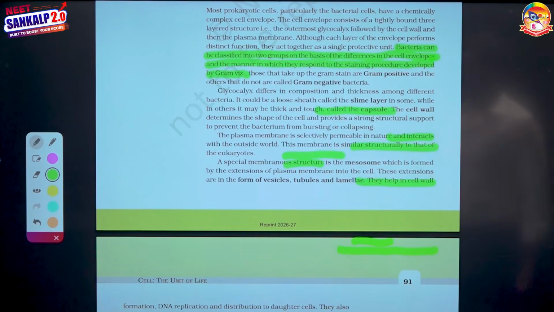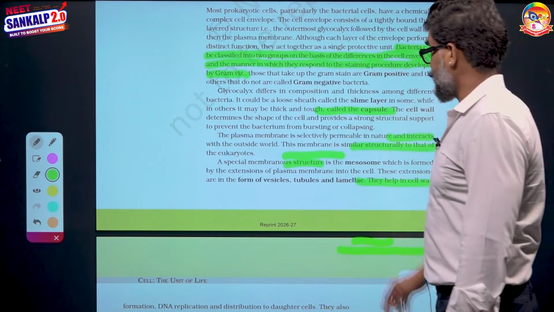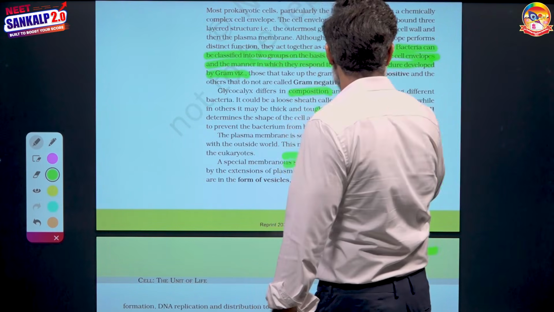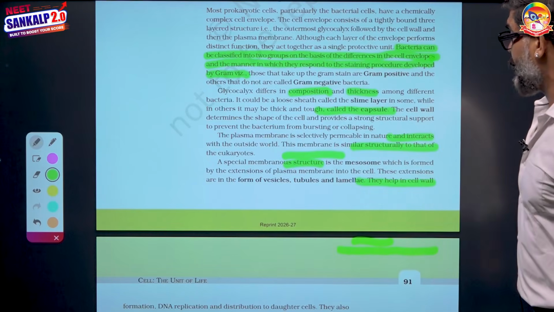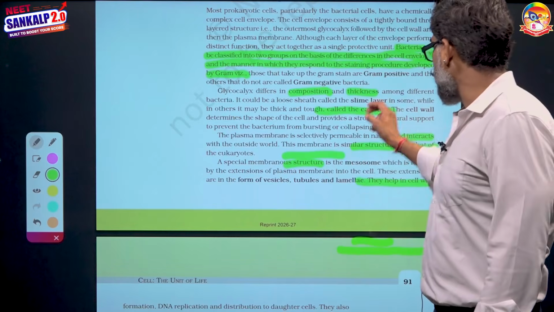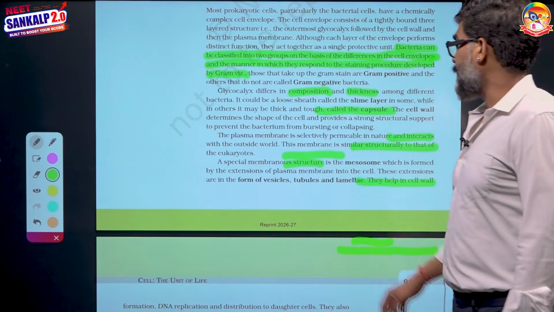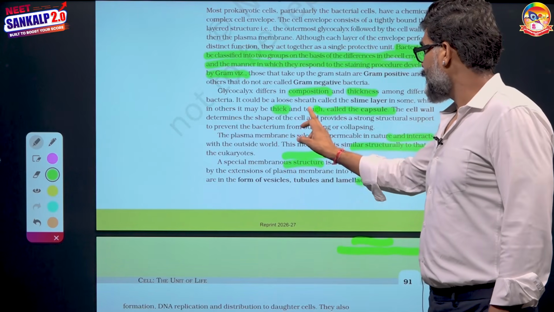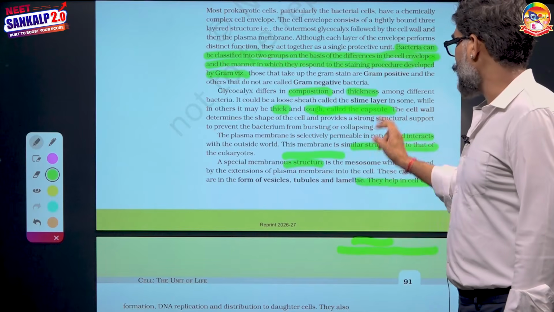Then glycocalyx differs in composition and thickness. Thickness and composition both are different for it. Among different bacteria, it could be a loose sheath. When it is present in the form of a sheath, we call it slime layer. While in others, it may be a thick and tough structure. When it is a thick and tough structure, it is called capsule.